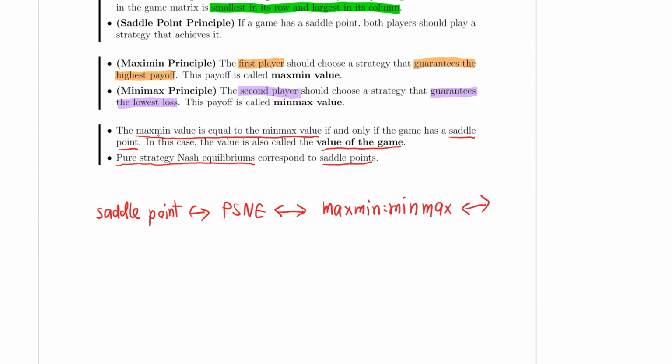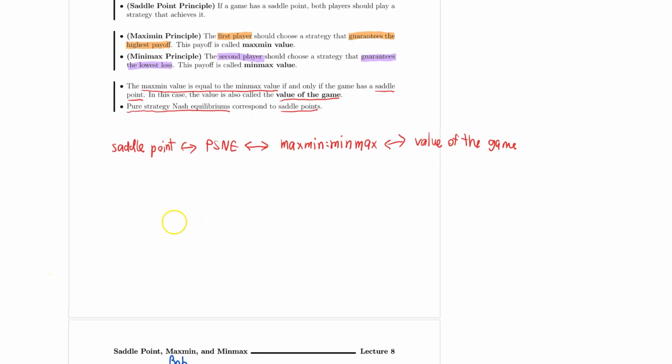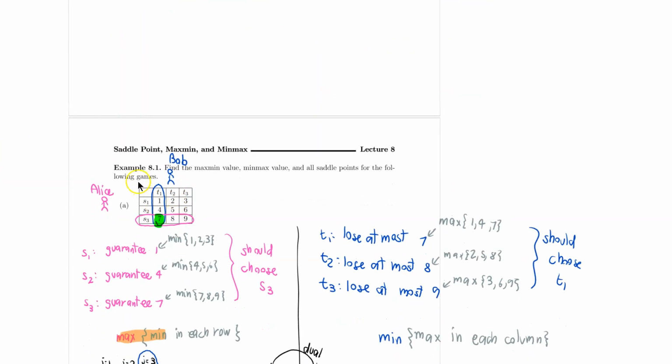And that's going to be when we have the value of the game. So that's going to be the optimal play of the game. So that's going to be where the game ends up. So that's the value of the game. When you have any one of these, you will have all the others. And that's kind of what we see in example 8.1 here.